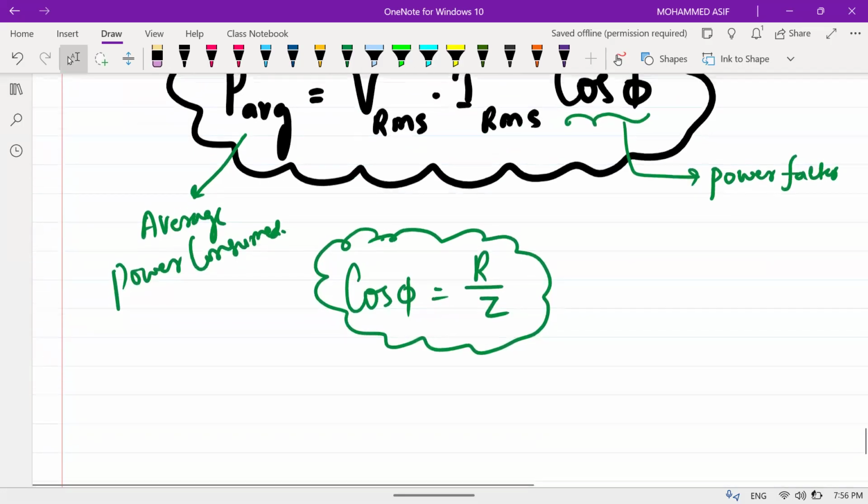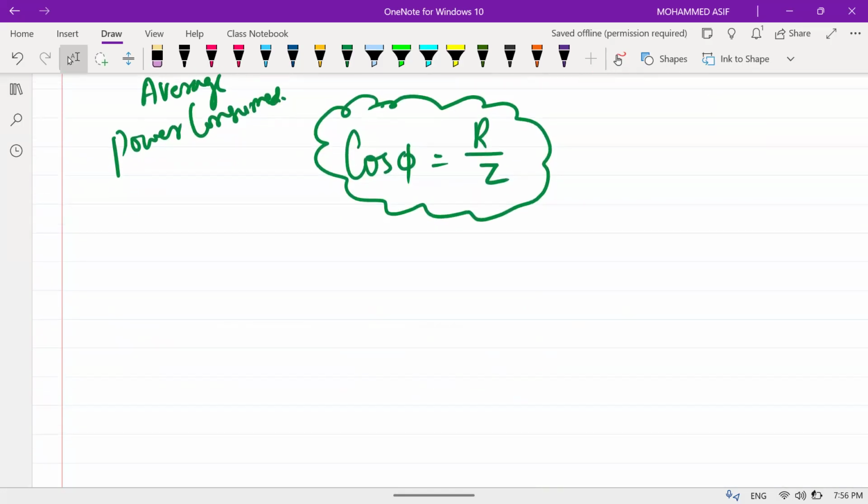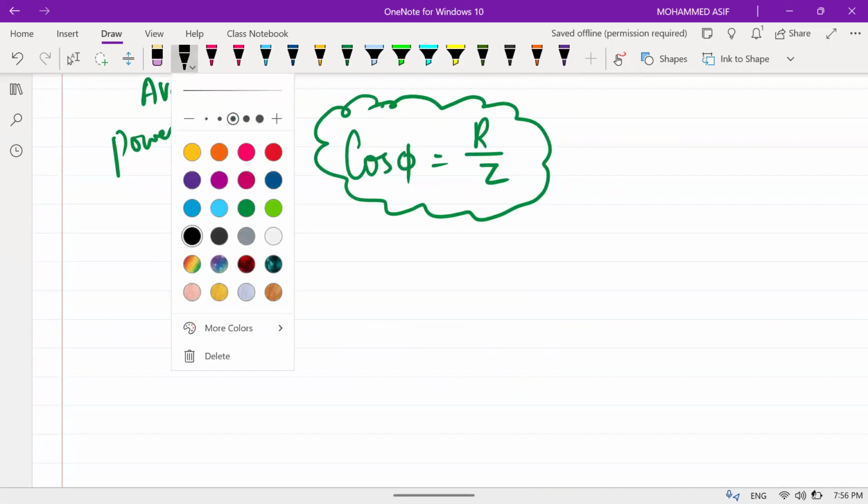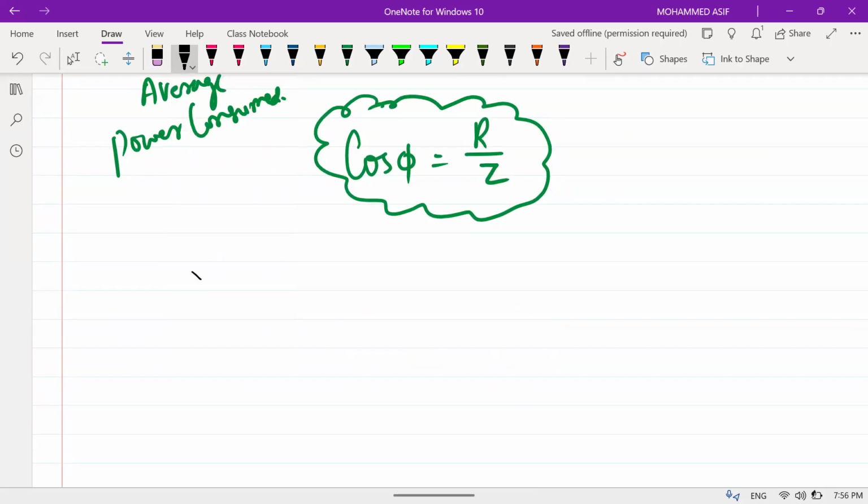Okay. Come to the normal problem. Whenever I'm writing P, P is always equal to VRMS into IRMS. Clear? I'll do it in detail so you get an idea.